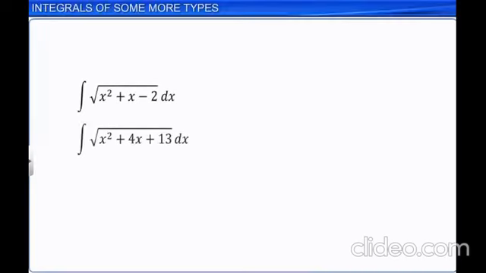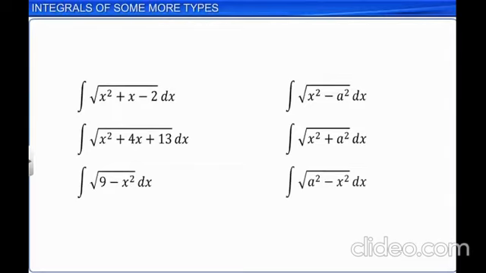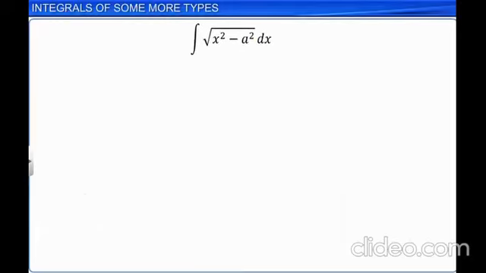Often, we come across these types of integrals. All of them follow some definite pattern, and therefore are solved in a particular way. Let's find out the solutions of these standard integrals one by one. We will start with integral of square root of x square minus a square dx. Let us denote this integral by I.